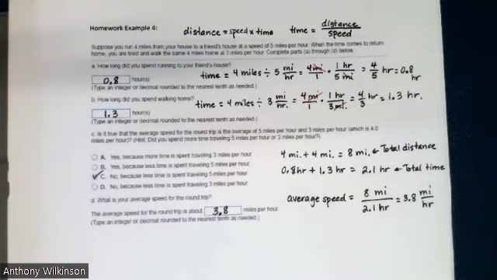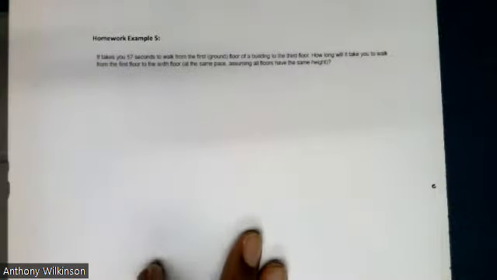Okay. And the last example in this video is this. It takes you 57 seconds to walk from the first floor or the ground floor of a building to the third floor. How long will it take you to walk from the first floor to the sixth floor at the same pace, assuming all floors have the same length?